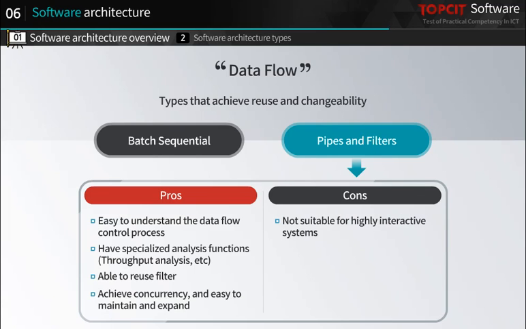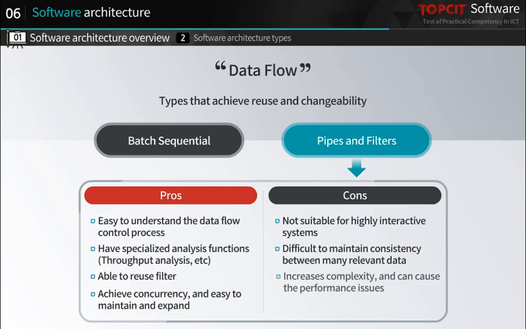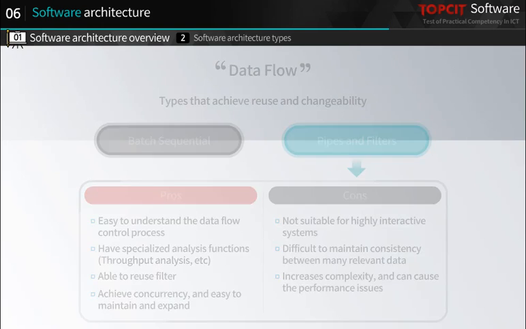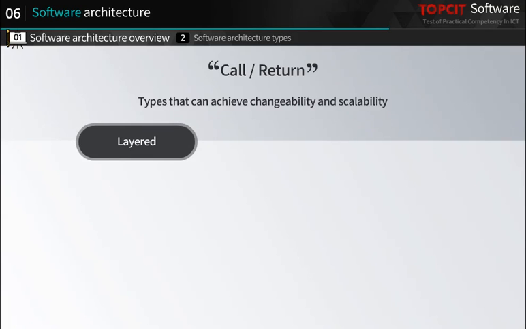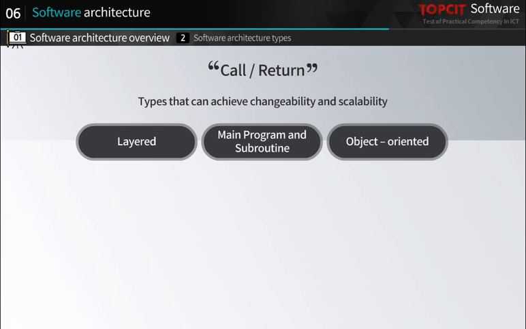In contrast, there are cons in that it is not suitable for highly interactive systems, difficult to maintain consistency between many relevant data, increases complexity, and can cause performance issues. Next is the call return group. Types included in this group can achieve changeability and scalability.